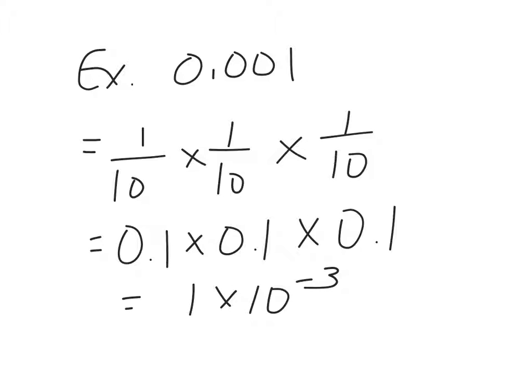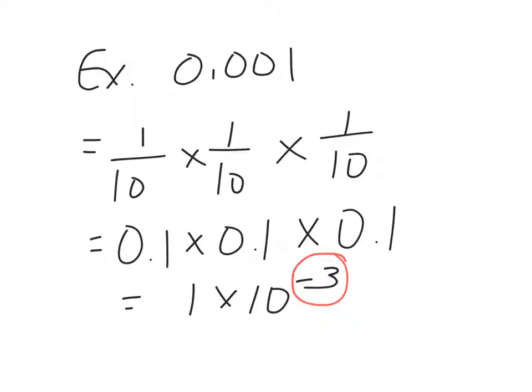So you should be seeing now that large numbers have the 10 raised to a positive value for the exponent, whereas small numbers, like this one in this example, have the 10 raised to a power that is negative.